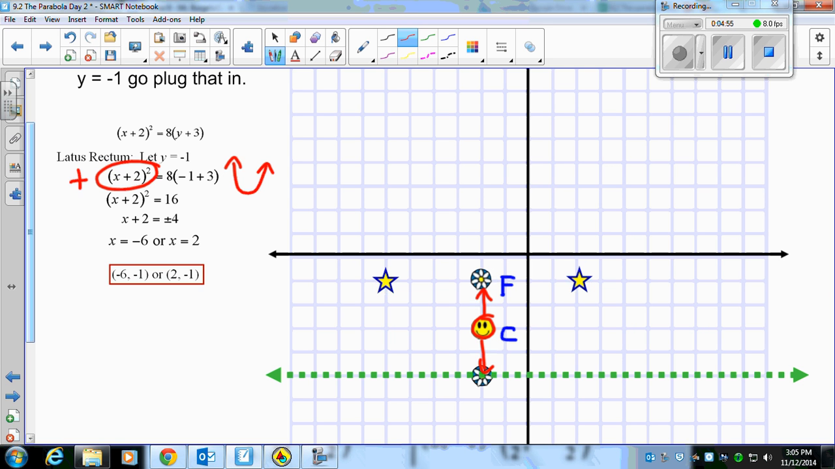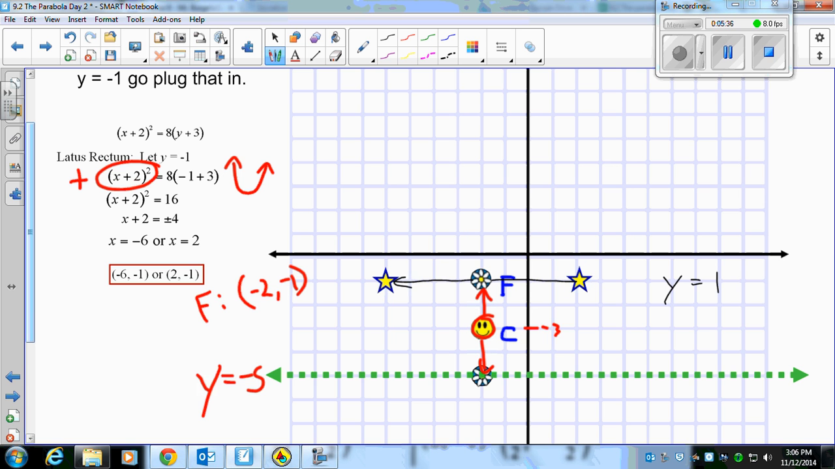The directrix is a horizontal line, so it's y equals something. If I'm at negative 3 and go 2 more down, I'm at negative 5. My focus is 2 up from the vertex, so it's at negative 2, negative 1. Then I find my latus rectum. Remember, my latus rectum points always have the same y value as my focus, which is y equals negative 1.